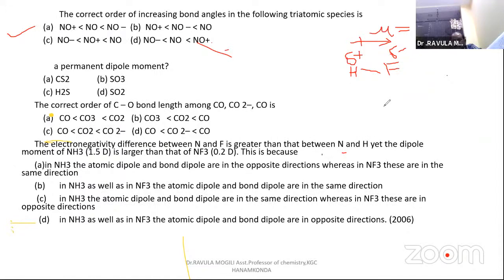Suppose you take one more example. Beryllium is bonded with two fluorine atoms. Fluorine is more electronegative than beryllium. So this bond pair of electrons moves towards fluorine. Fluorine gets a partially negative charge. Beryllium gets a partially positive charge.